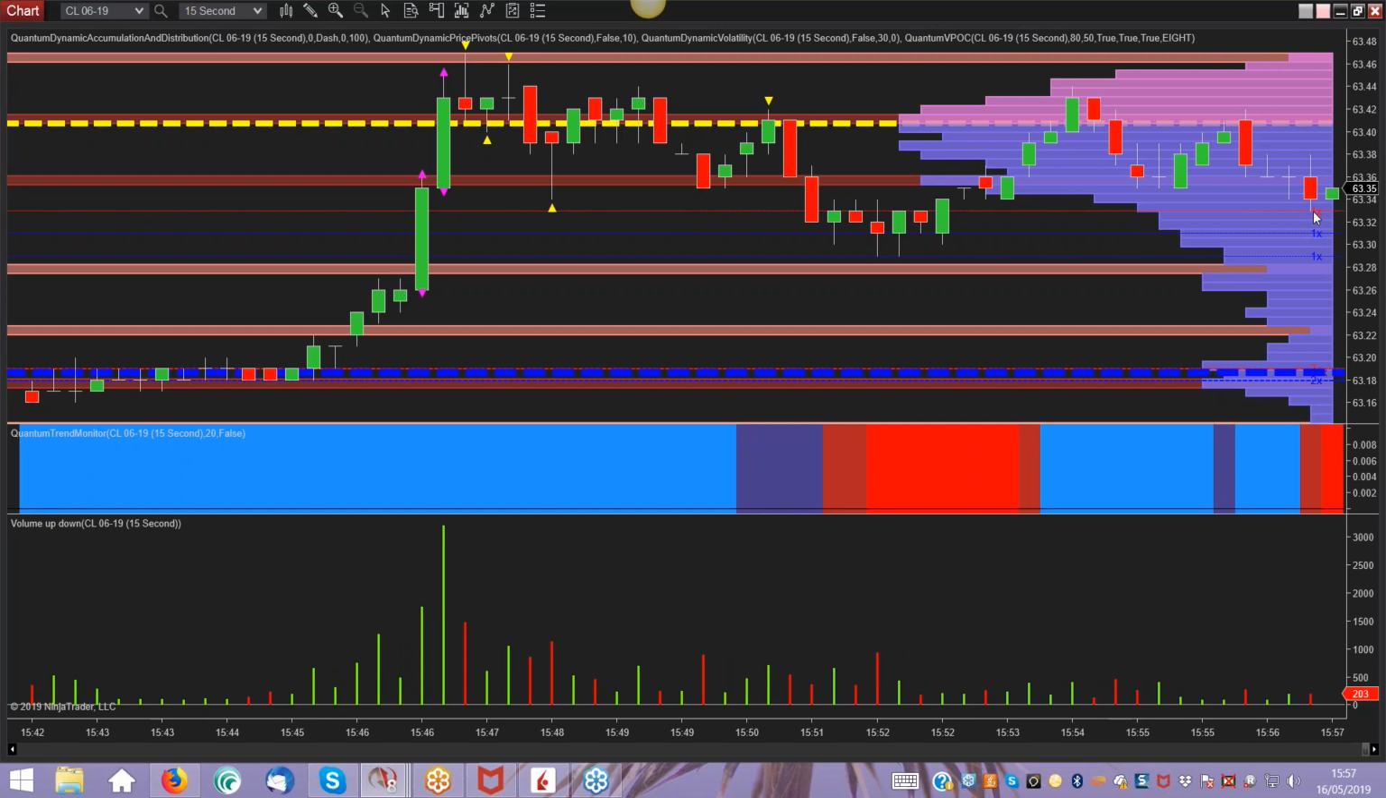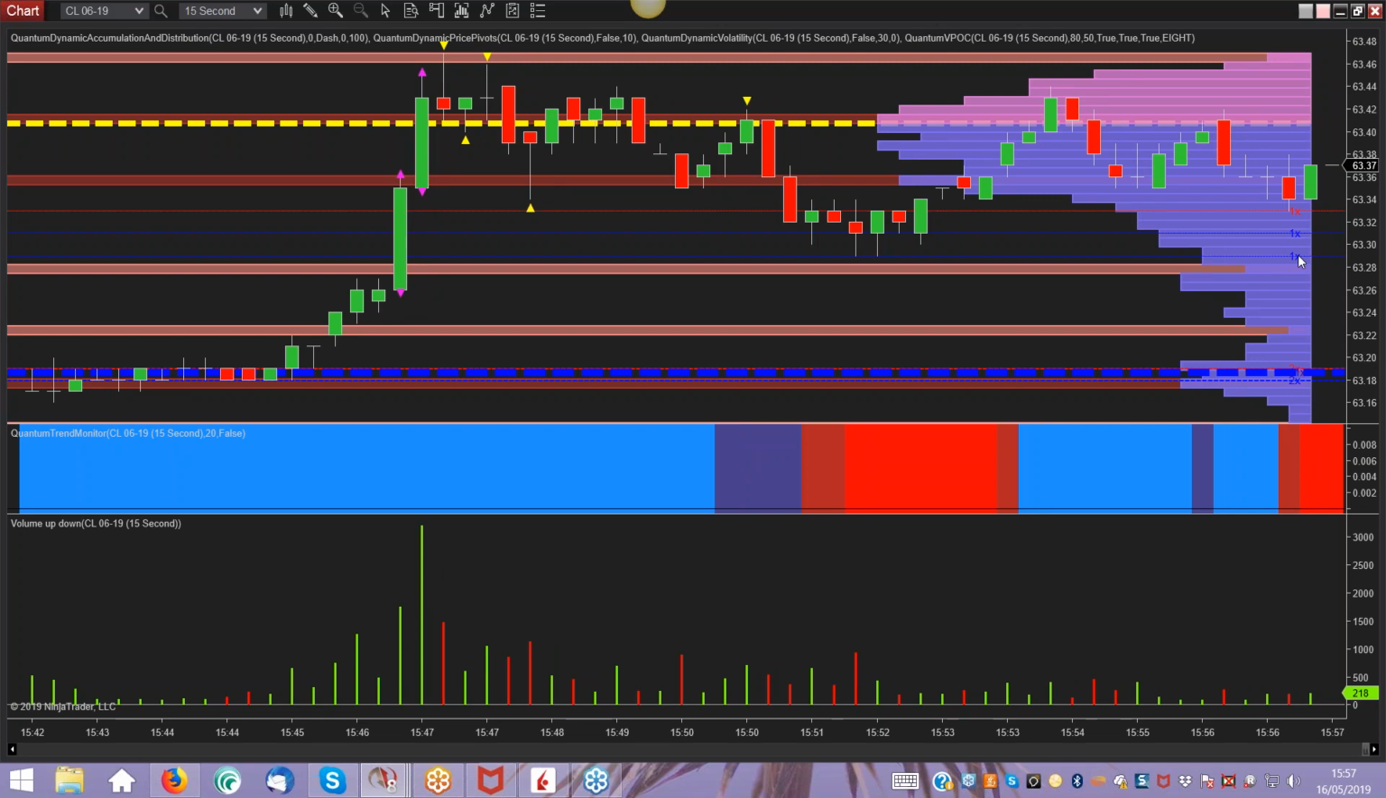Very minor resistance there. Support rather, I beg your pardon. This little red dash line here, we've got a very minor level of potential support here and another one here. So really nothing of any significance to provide support to a move to the downside other than this big chunk here of potential support down at 63.19, which is somewhere away.